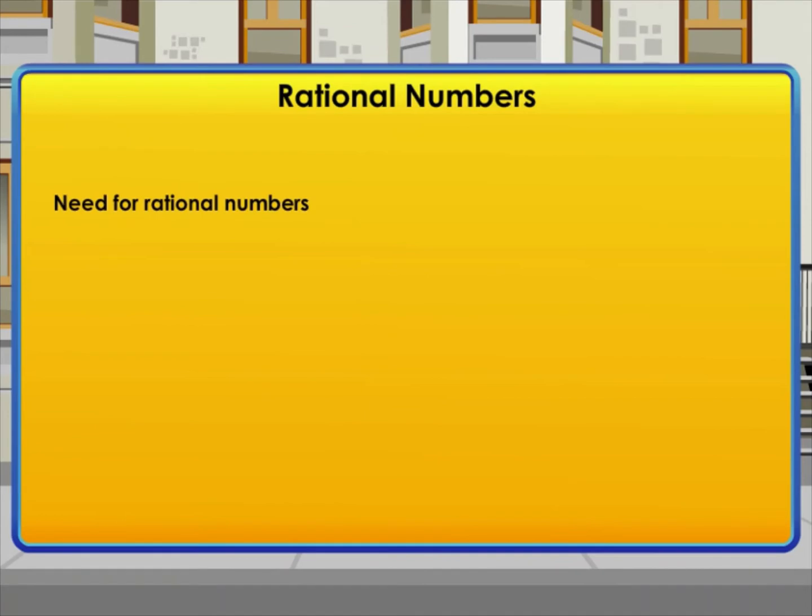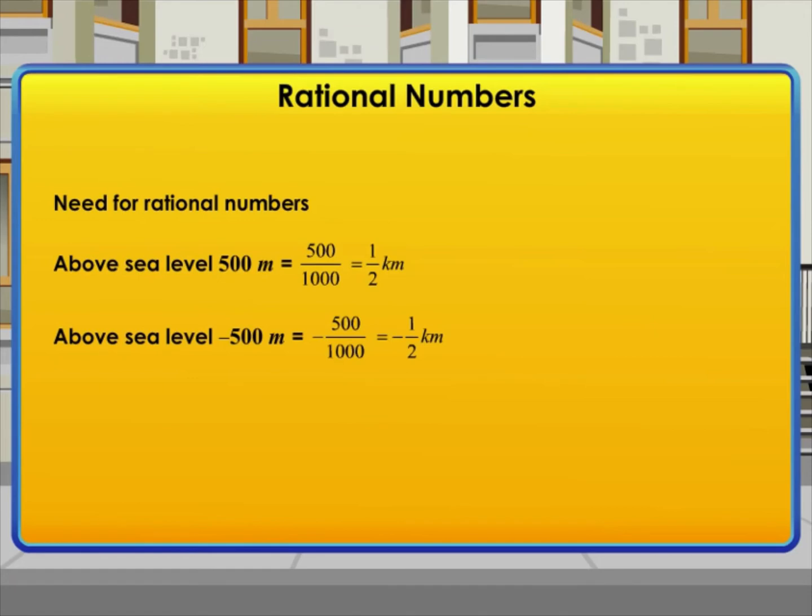Need for rational numbers. Earlier, we have seen how integers could be used to denote opposite situations involving numbers. For example, if a profit of Rs 100 was represented by plus 100, then a loss of Rs 100 could be written as minus 100. There are many situations similar to the above that involve fractional numbers.